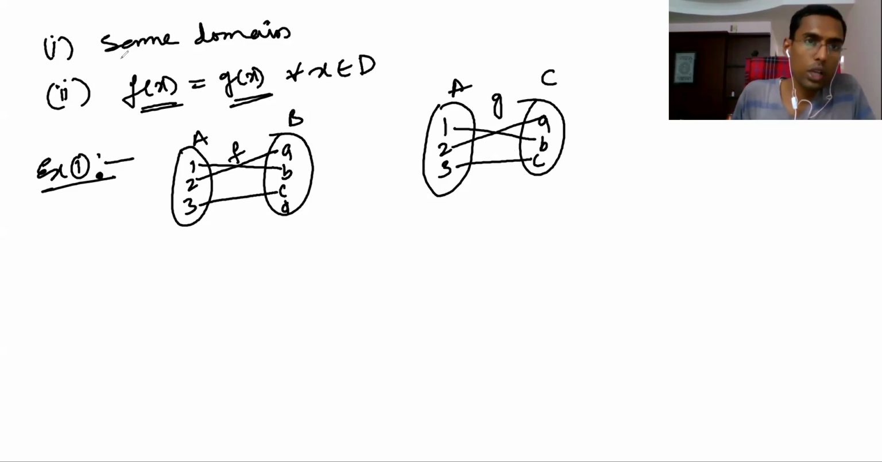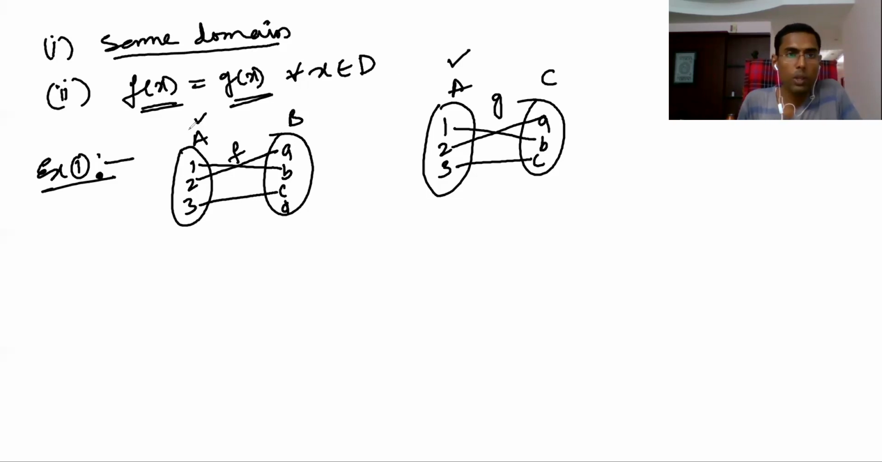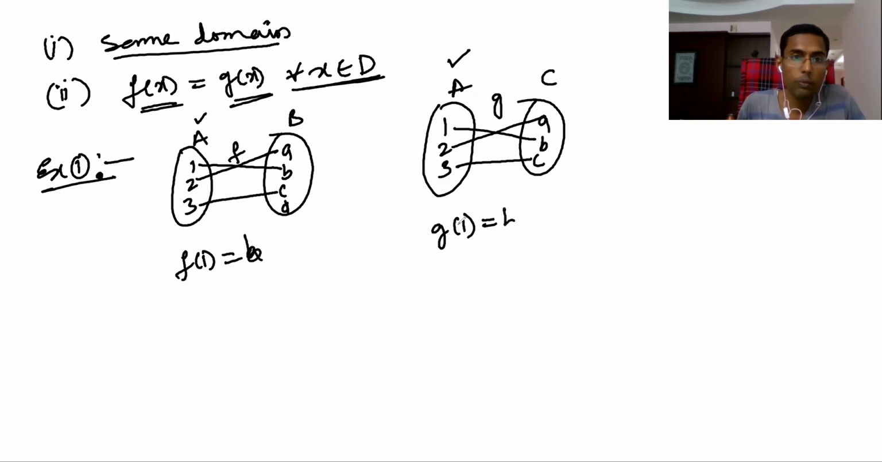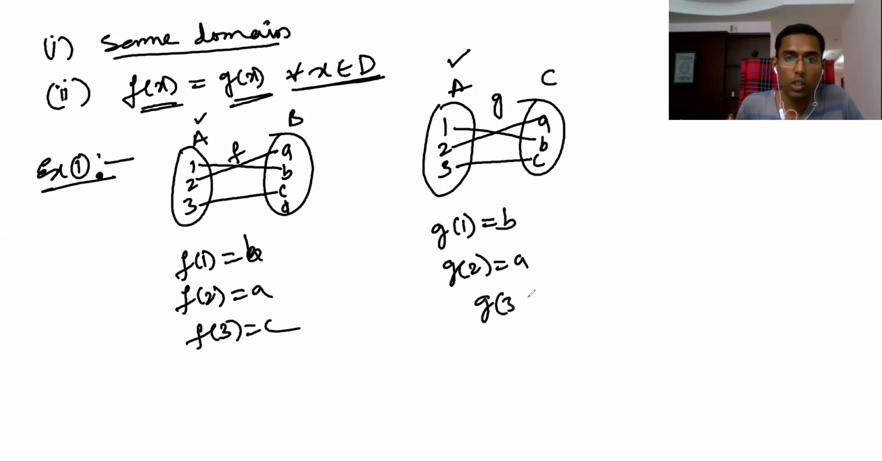What are the two conditions? Same domain. What is the same domain? A is the domain. Same domain is there. Now f of x equal to g of x for all x belongs to the domain. If you take f of 1, what is it? F of 1 is B, and g of 1 is also B. F of 2 is A, g of 2 is also A. F of 3 is C, g of 3 is also C. So what can you say now? F of x equal to g of x for all x belongs to the domain.